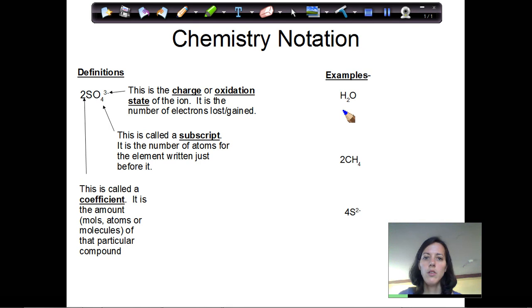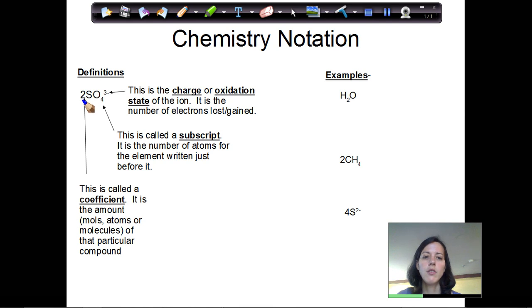In this video, we are simply going to go over a little bit of the notation in chemistry, because at this point, things start to become muddled if we don't try to clarify it. So let's look at this formula. We have 2SO4 3-, and we have three different places where numbers are appearing in chemistry.